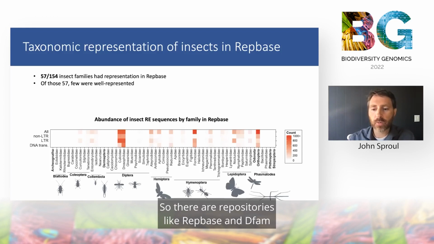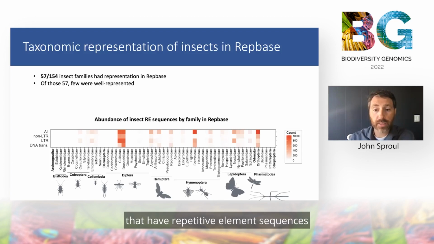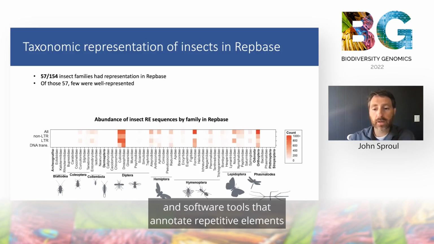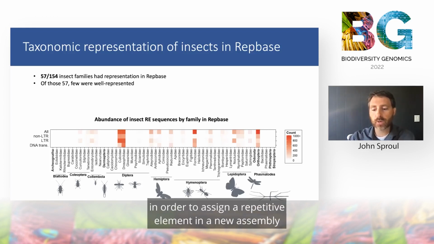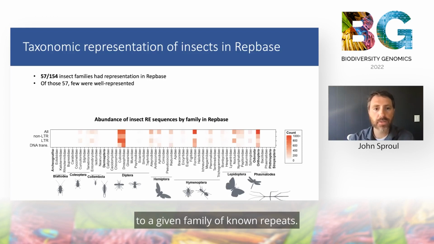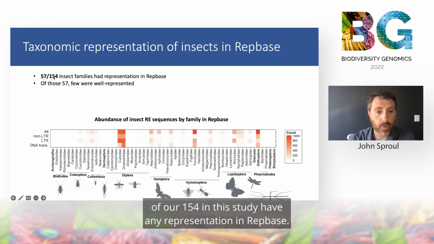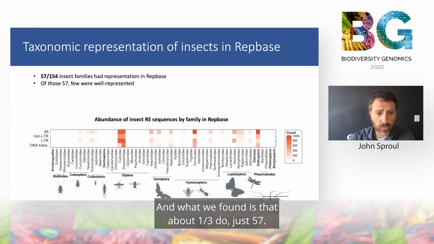So there are repositories like Repbase and Dfam that have repetitive element sequences, and software tools that annotate repetitive elements reference these repositories in order to assign a repetitive element in a new assembly to a given family of known repeats. And so we asked how many insect families of our 154 in this study have any representation in Repbase. And what we found is that about a third do, just 57.